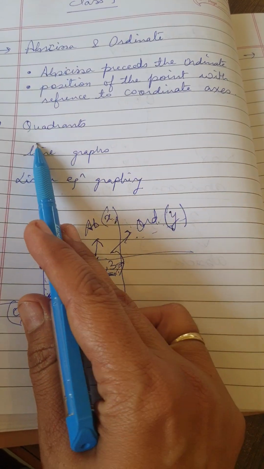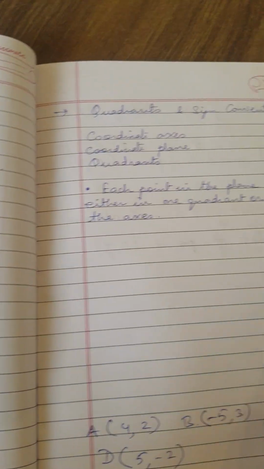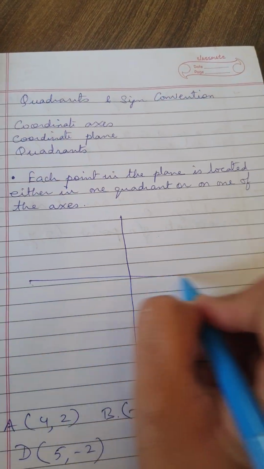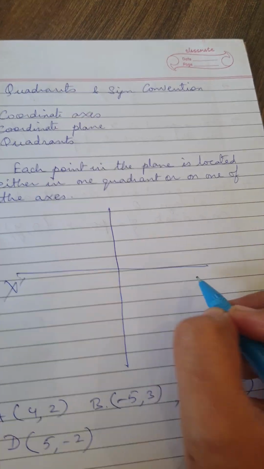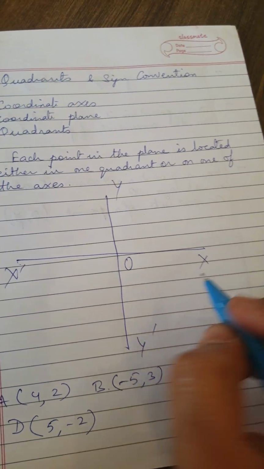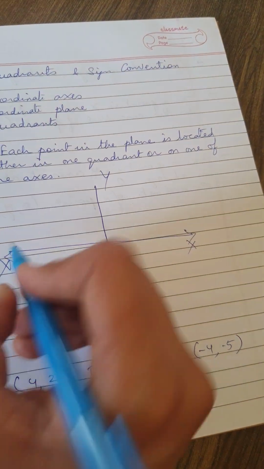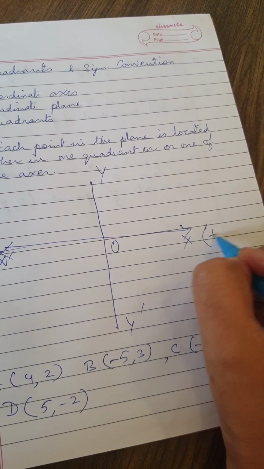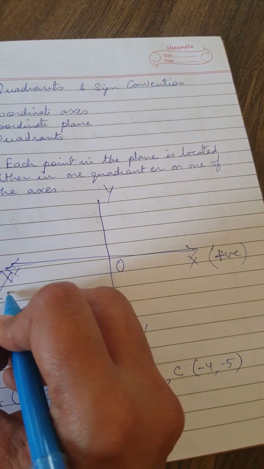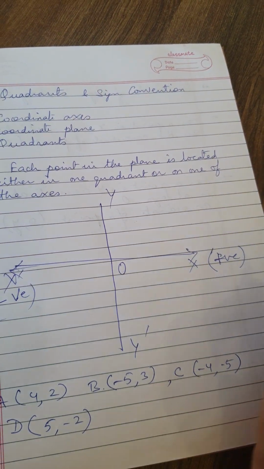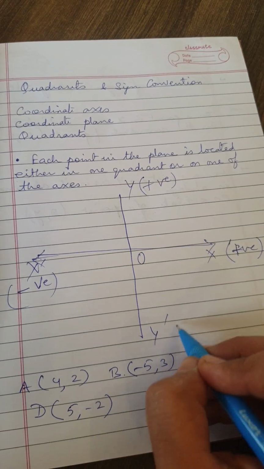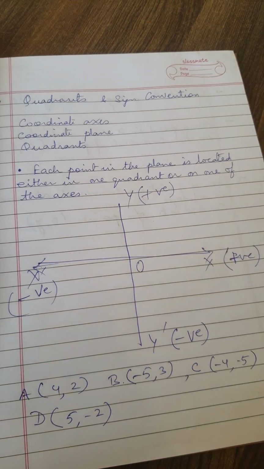Now coming to quadrants. What are quadrants? So simply if I again plot a graph, x o x dash, y o y dash, the same thing which we had learned earlier. This side denotes the positive side of x, this side denotes the negative side of x. Similarly, this side indicates the positive side of y and this side indicates the negative side of y.